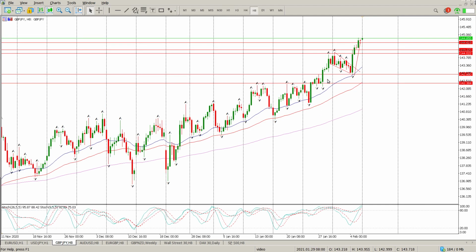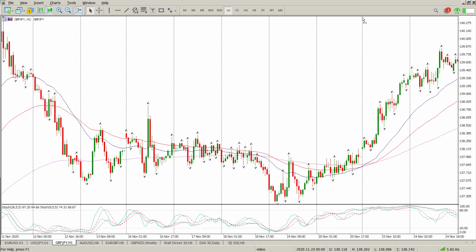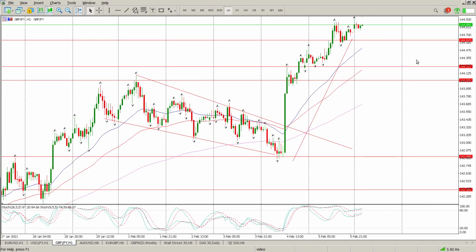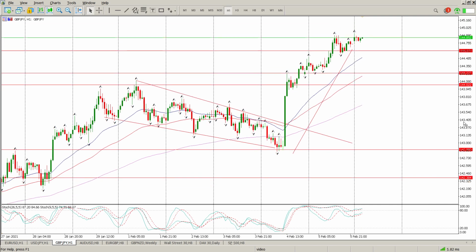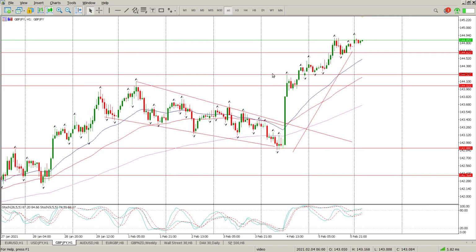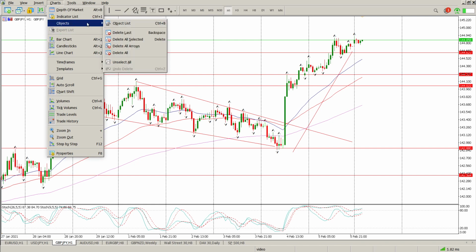British pound Japanese yen. So we had the move, we had the consolidation, and our measured move was right here at 144.623. That has played out. So there's nothing really left to play at the moment. You can see we rallied, so it spiked and straight into a channel. And let's just get rid of all the noise.